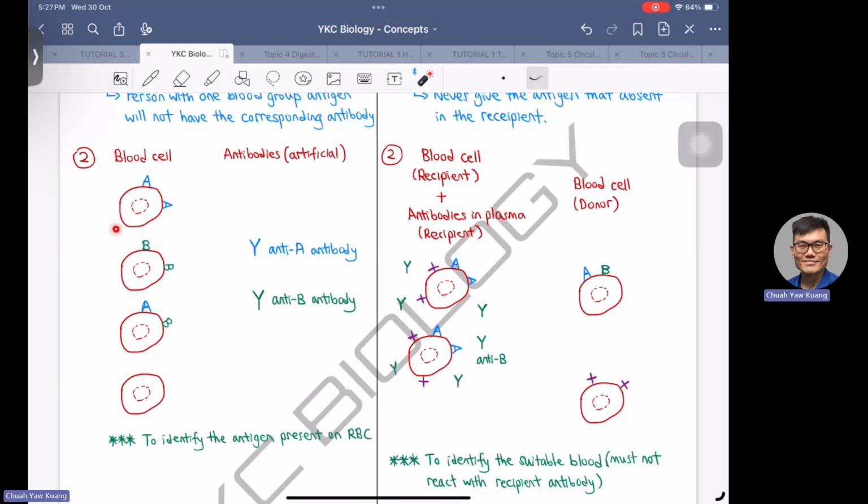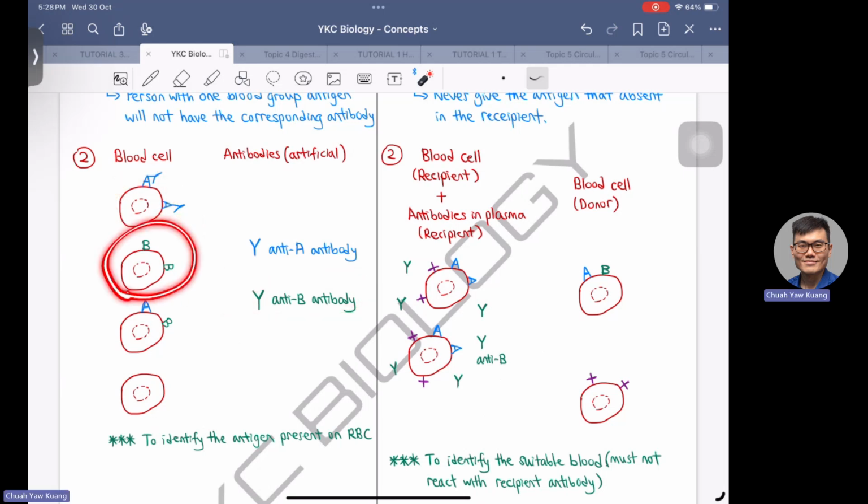So if a person is blood group A, the person will have the A antigen on the surface of their red blood cell. When we add the anti-A antibody, this antibody will bind onto the antigen, and this will cause agglutination. But if you add the anti-B antibody to this red blood cell, the anti-B antibody will not bind to it.